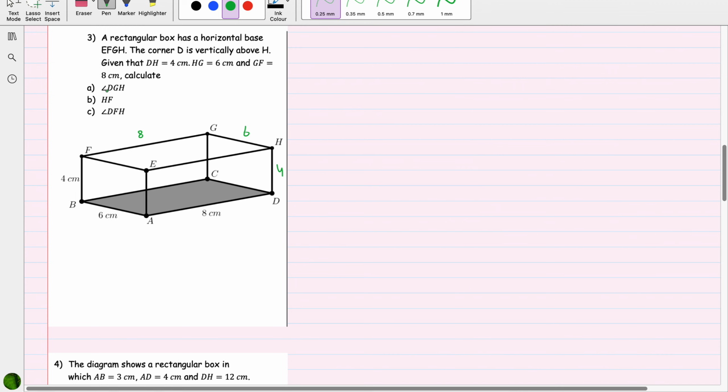So calculate angle DGH. This is D, this is G, this is H. If we have to calculate this angle right here, I'm using tan. So tan of G is perpendicular over base, 4 over 6. So angle G is tan inverse of 4 by 6, which is 33.7 degrees.